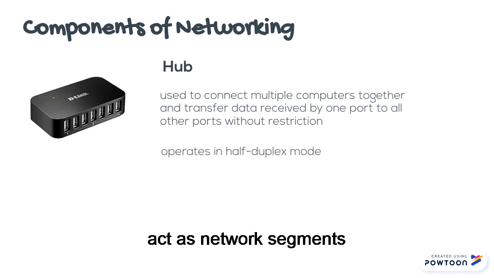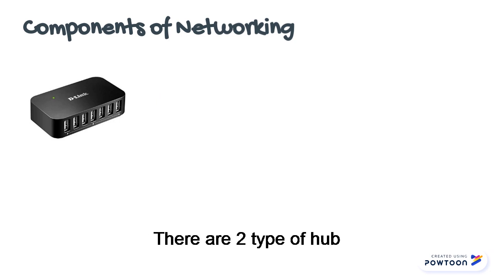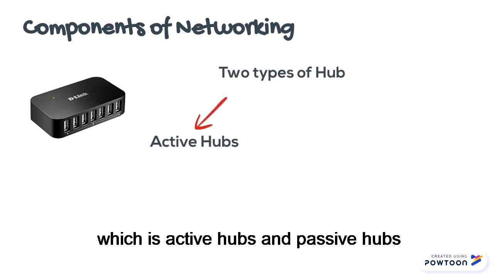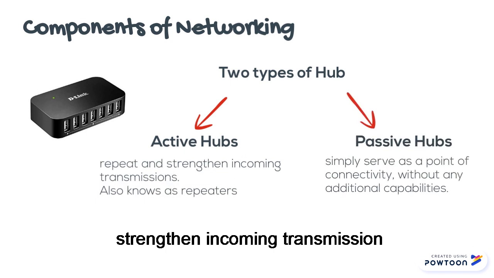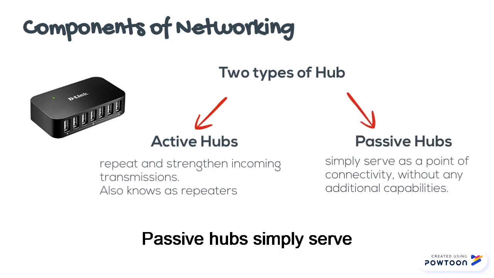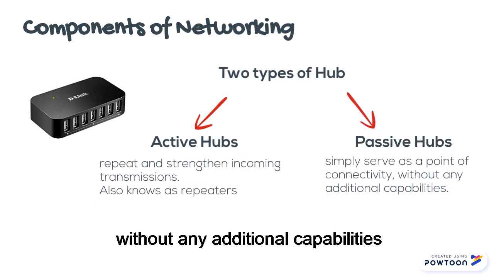Devices on the hub act as a network segment and share collision domains. There are two types of hub, which are active hub and passive hub. Active hub repeats and strengthens incoming transmission, also known as repeaters. Passive hub simply serves as a point of connectivity without any additional capabilities.